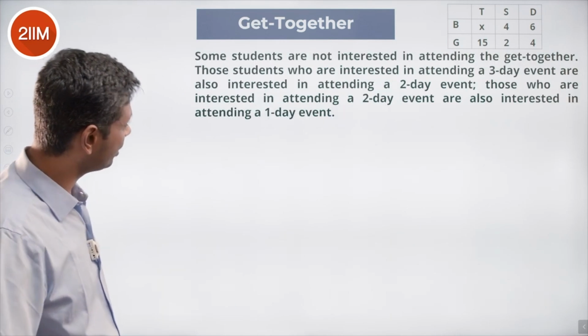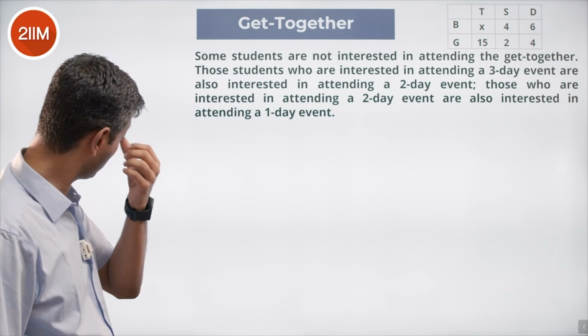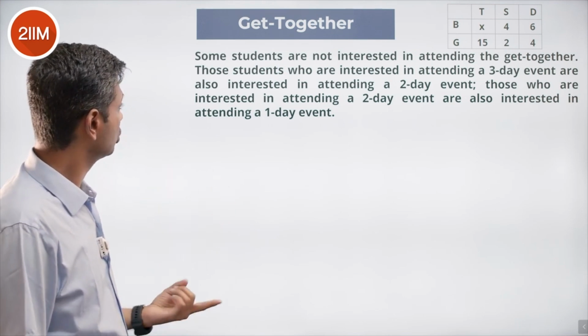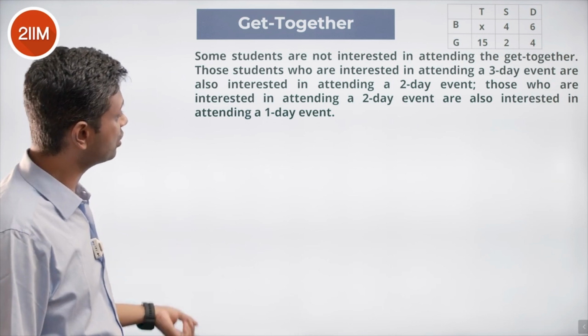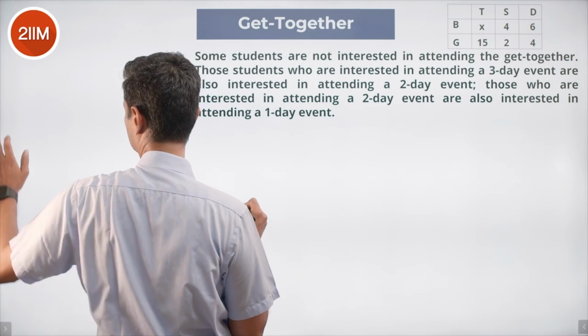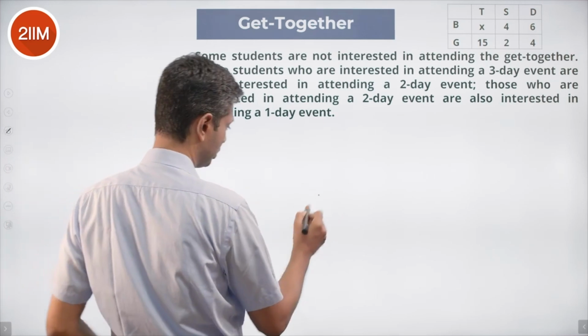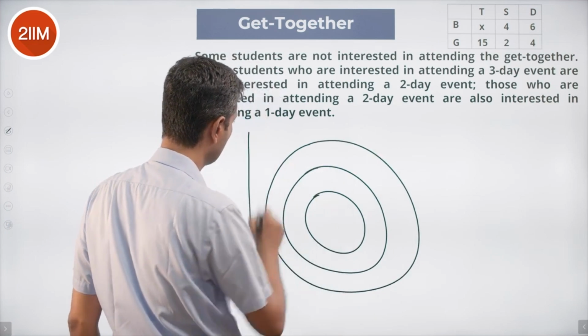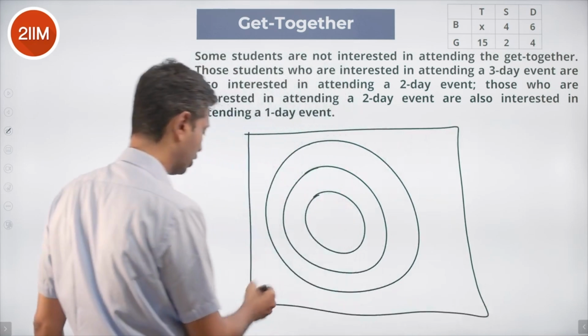Some students are not interested in attending the get together. Those students who are interested in attending a 3-day event are also interested in attending a 2-day event. Those who are interested in attending a 2-day event are also interested in a 1-day event. So 3-day event, 2-day event, 1-day event, and then there are people outside of this.